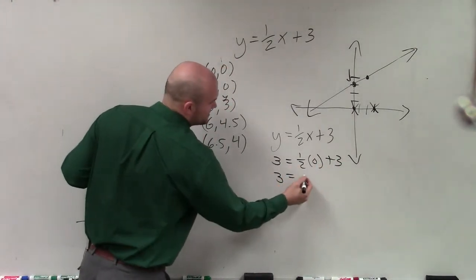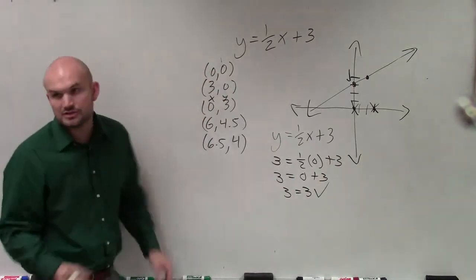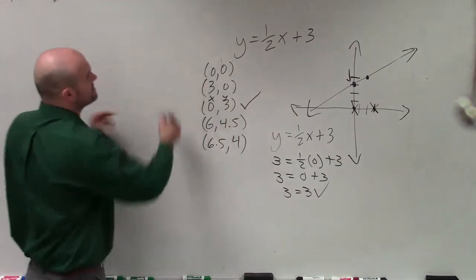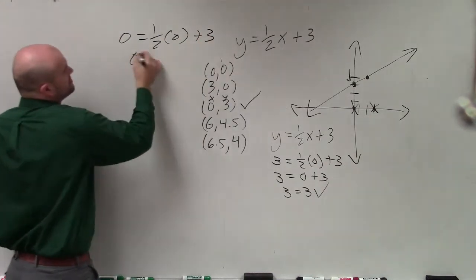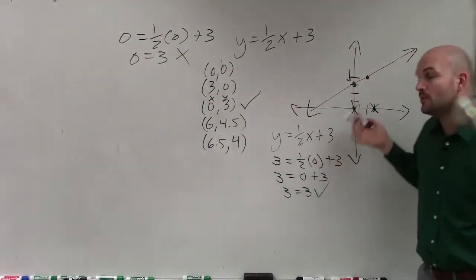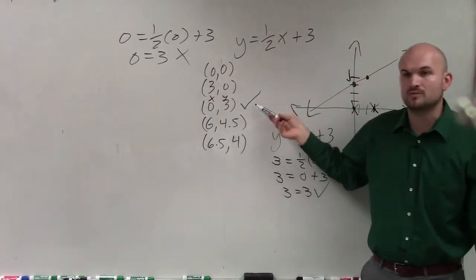0 times 1/2 is 0 plus 3. 3 equals 3. And it makes the equation true. If you do that for any one of these points that does not work, for instance, 0, 0. 0 equals 1/2 times 0 plus 3. 0 equals 3, which does not work. So yeah, you can graph it. But what if you can't graph it? Just take the points, plug them in for x and y, and determine which one works.